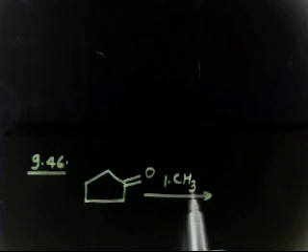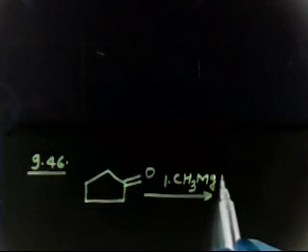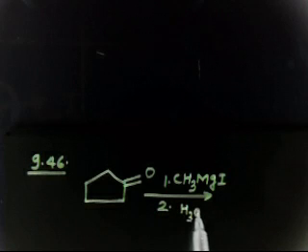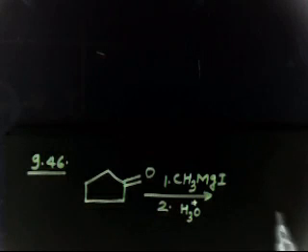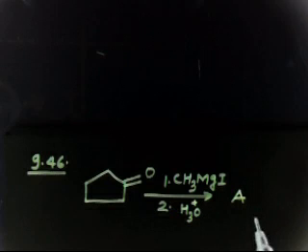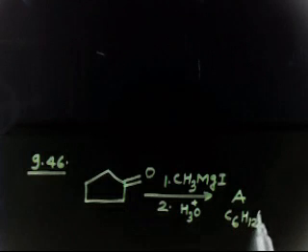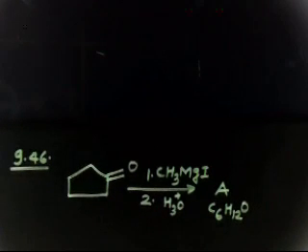So you have this compound given. The initial compound is this cyclopentanone you have. If you treat with first Grignard reagent CH3MgI, and second step is hydrolysis H3O+, you are getting compound A having molecular formula C6H12O. This is simple, you can derive A.